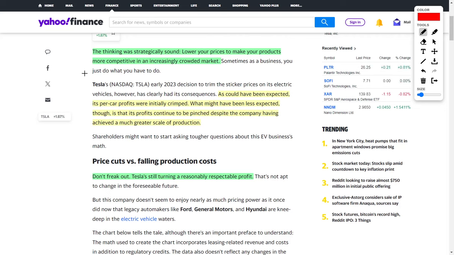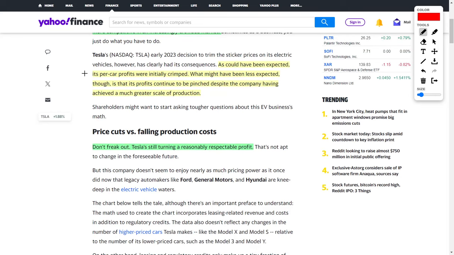By lowering the price of the vehicle, their per car profits were initially crimped. And this shouldn't be surprising, because to lower the price of the vehicle, it means that Tesla is making less profits from every vehicle that they sell because the vehicle is selling at a cheaper price point. For me, investors in Tesla should not freak out about this, because if they don't do this, then Tesla would no longer be competitive in the market which they are a leader in.